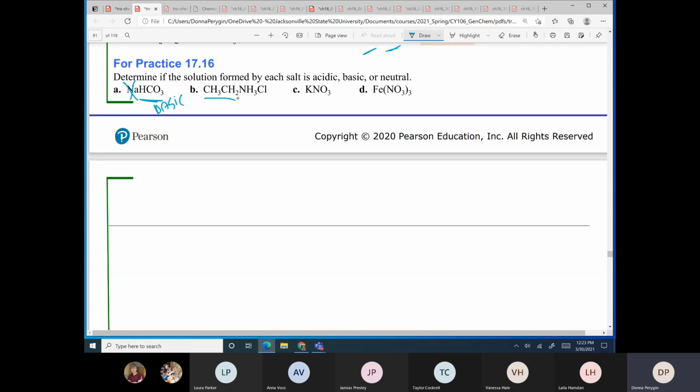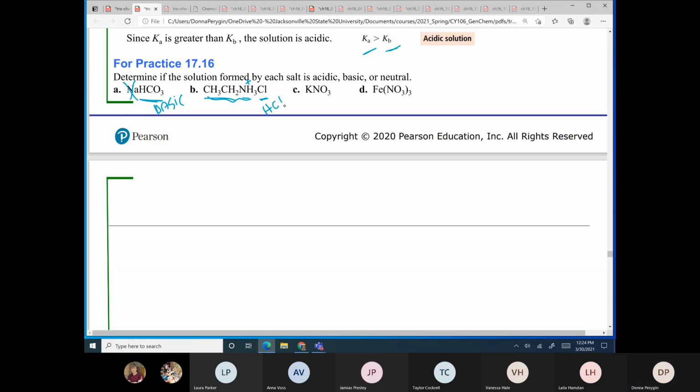All right, and here we have ethyl ammonium chloride, and so ethyl ammonium is the conjugate acid of the weak base ethylamine, and the chloride is the conjugate base of the strong acid HCl. So the chloride doesn't contribute anything because HCl completely dissociates. So the ammonium is going to act as a conjugate acid of the weak base, and therefore the solution is going to be acidic, okay?